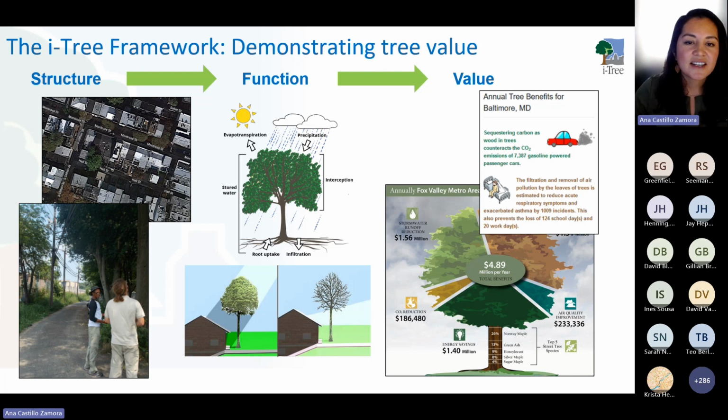Yeah, so again, to think about the structure, function, and value is the overarching framework across the different tools that you'll see in the iTree suite.